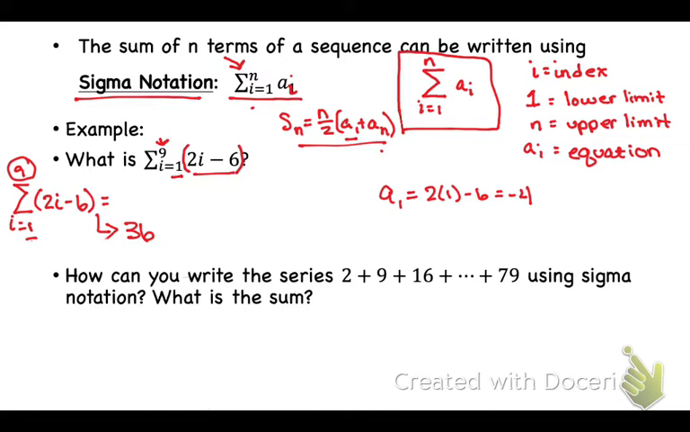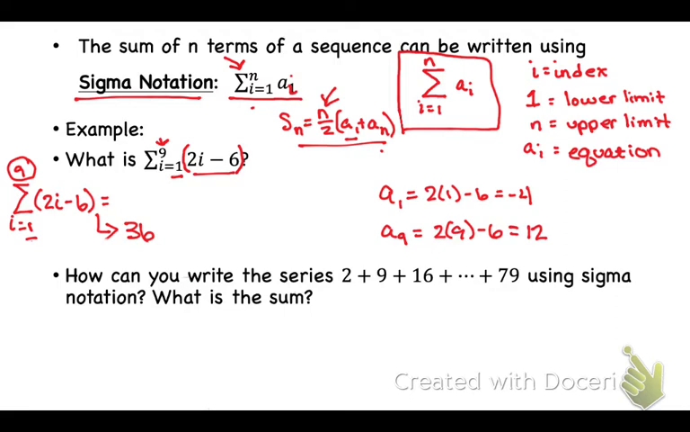So A sub n, where n is 9, equals 2 times 9 minus 6. 18 minus 6 is? So will the lower limit only be 1? No. If the lower limit is 3, we would have plugged in 3. Now we just need to find how many things we're adding. This is the rule of thumb for adding: you take the upper minus the lower and add 1.